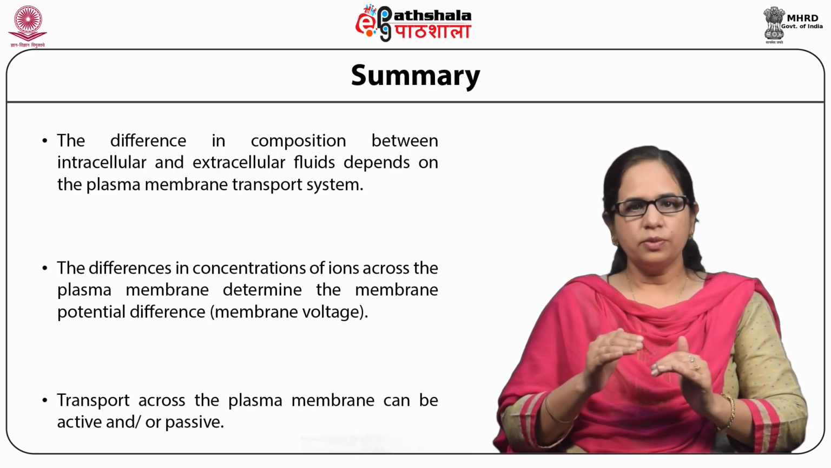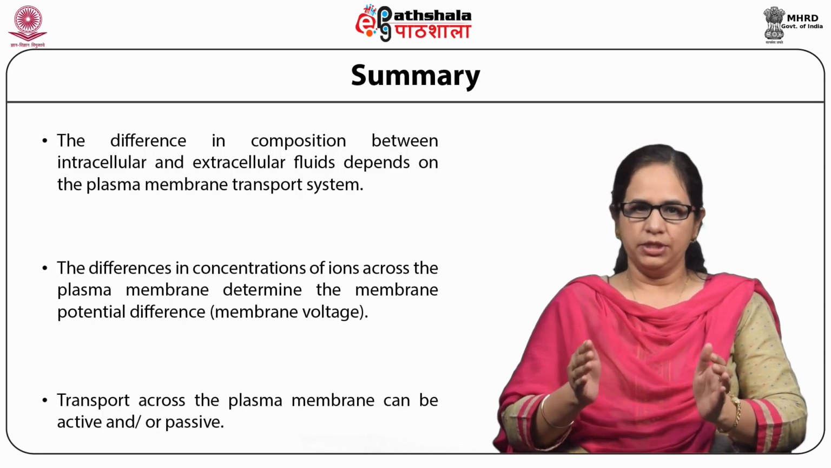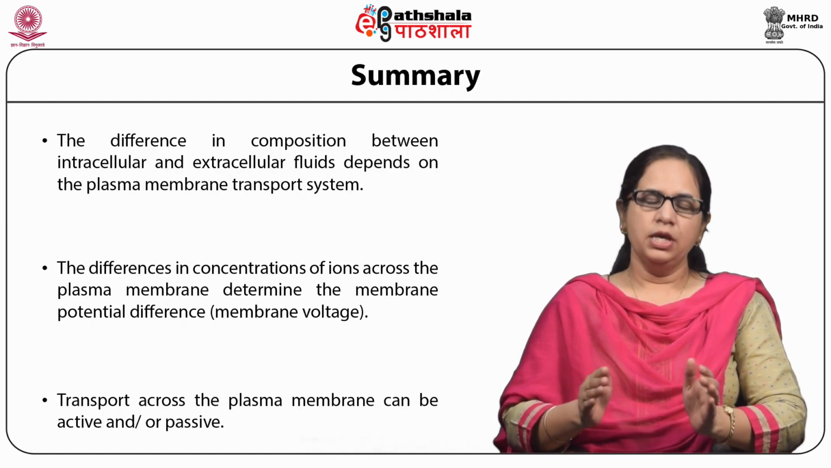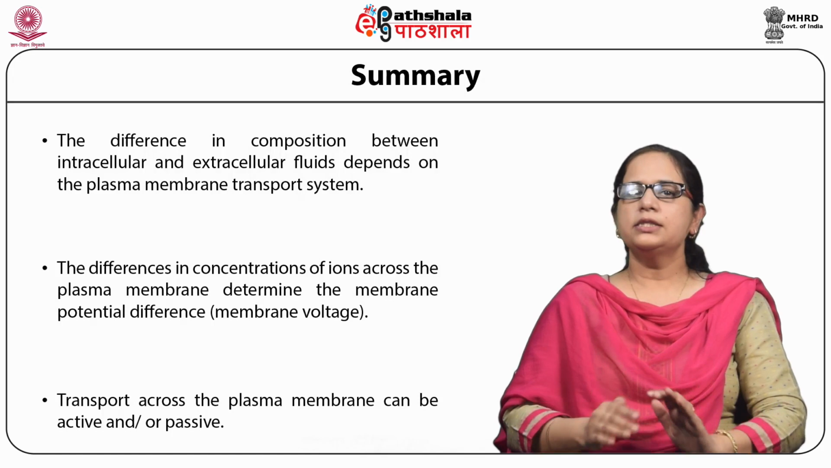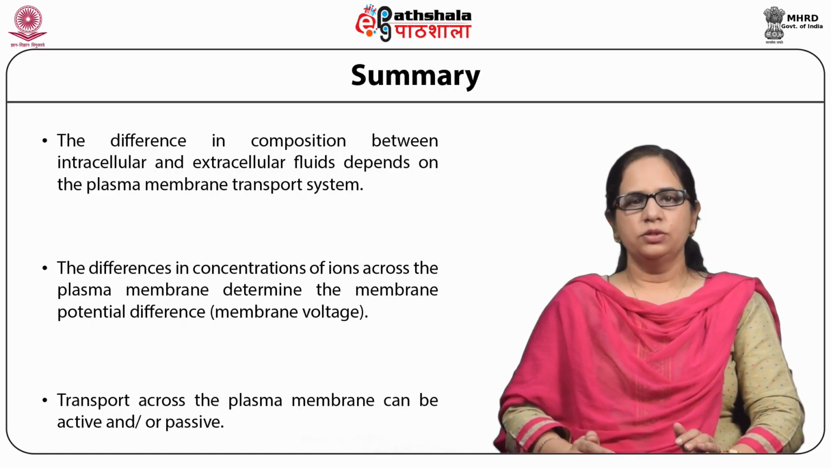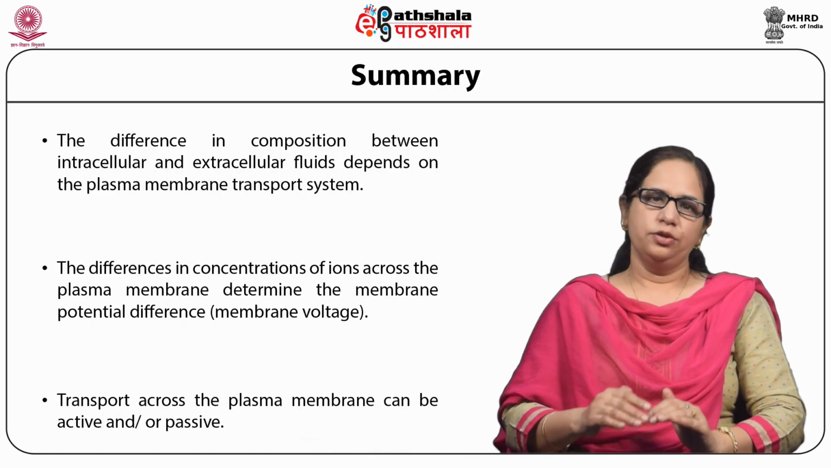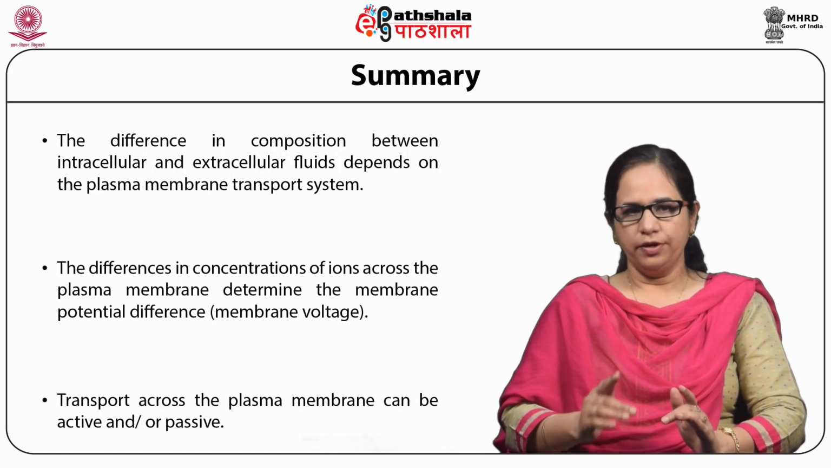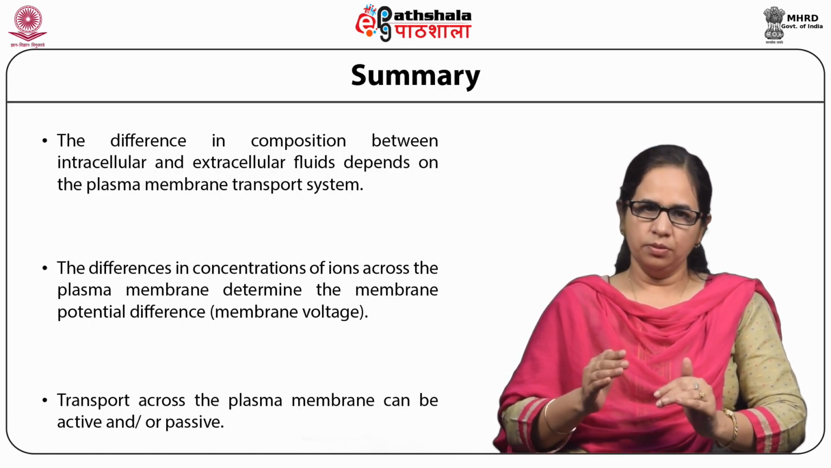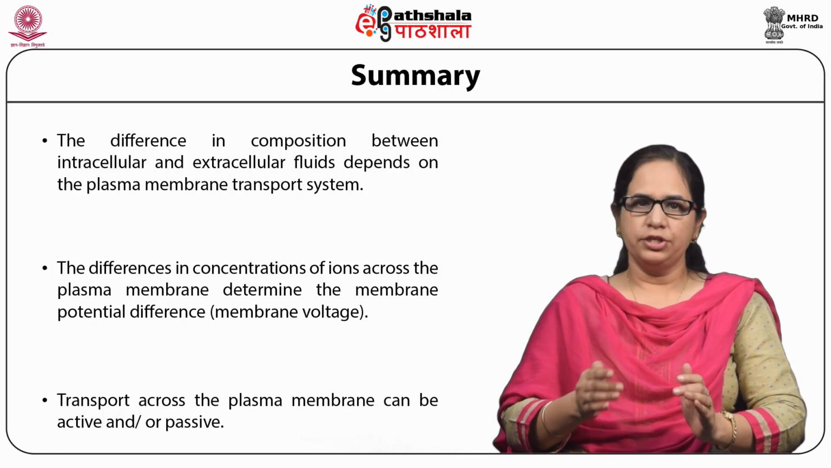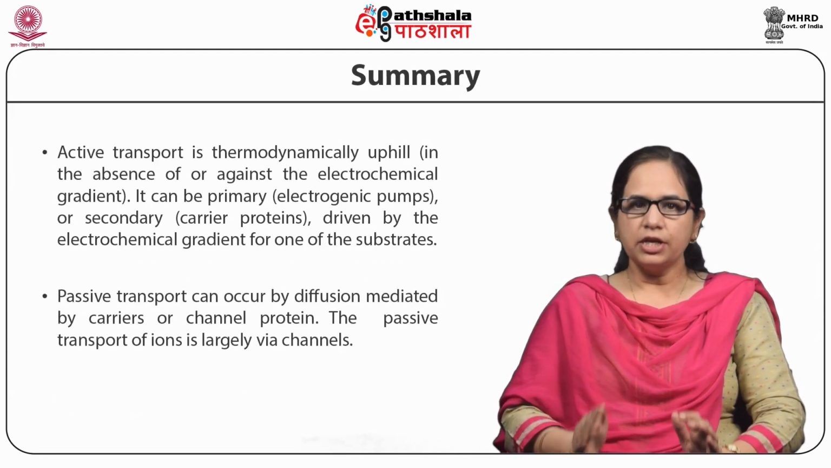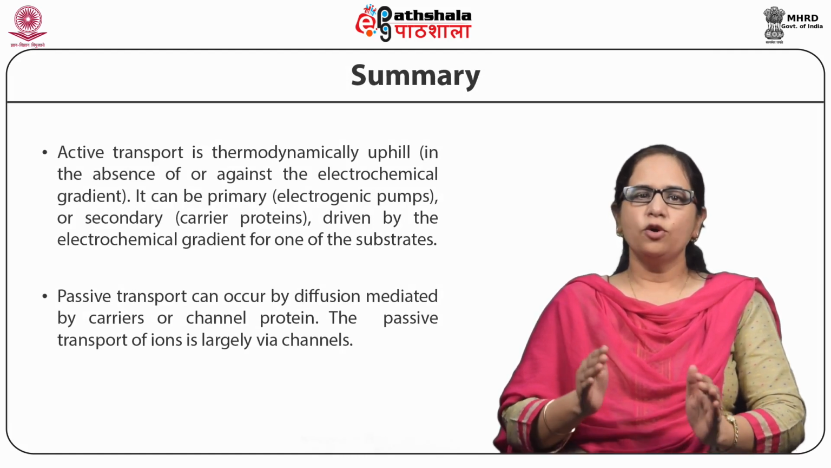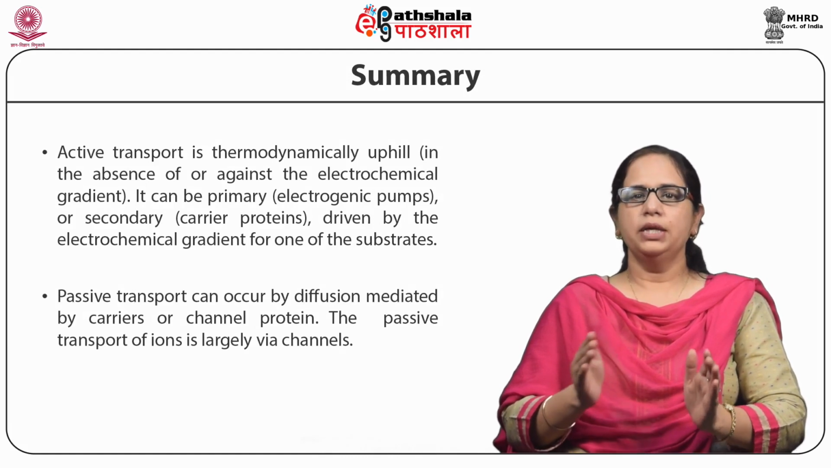And the transport across the plasma membrane can be active or passive. Active transport means that if the molecule has to be transported, energy is needed. It is mainly done by the sodium potassium ATPase, or sodium potassium pump, in which the pump utilizes one molecule of ATP to transport 3 sodium out of the cell and 2 potassium into the cell. And active transport is thermodynamically uphill, against the electrochemical gradient.